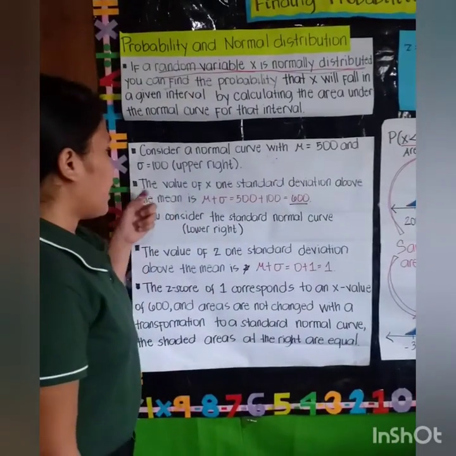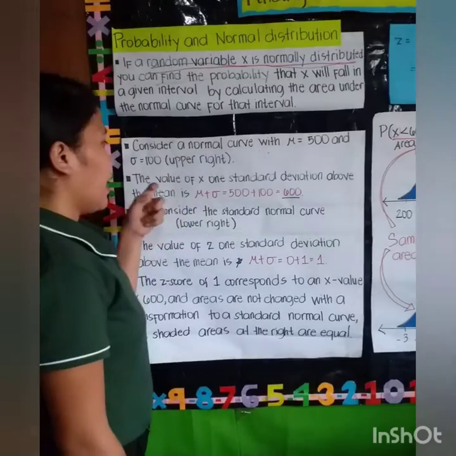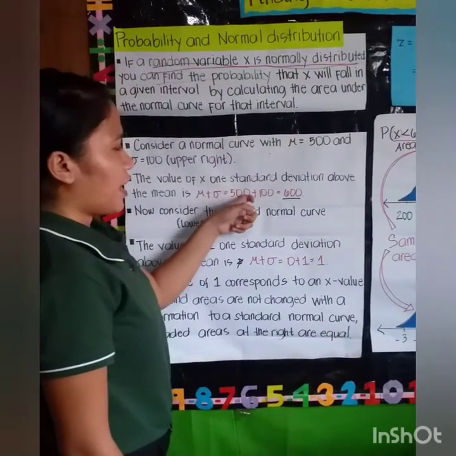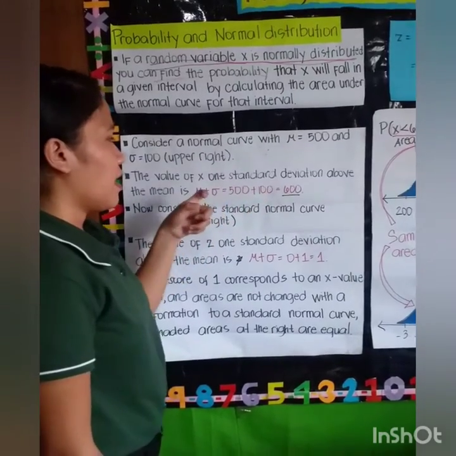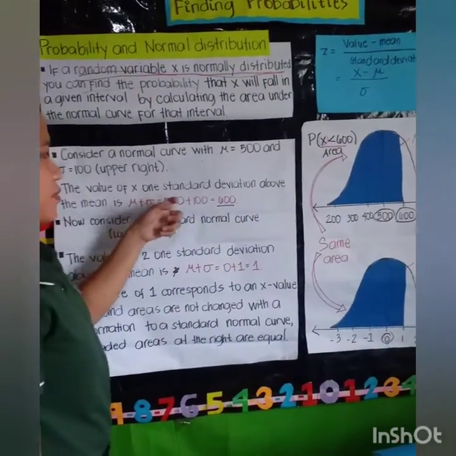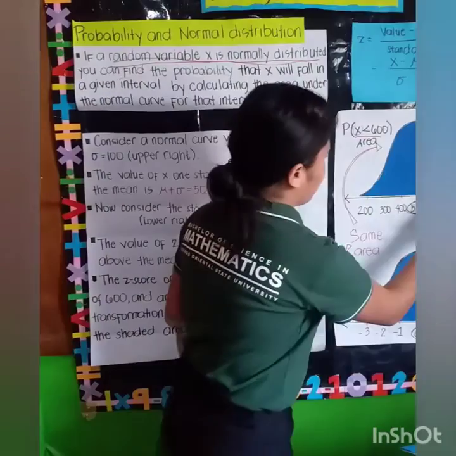So the value of x one standard deviation above the mean is the mean plus the standard deviation, equal to 500 plus 100, since our mean is 500 and our standard deviation is 100, so it is equal to 600.